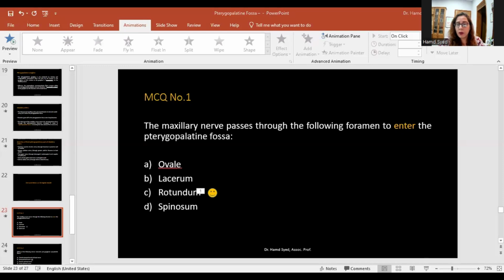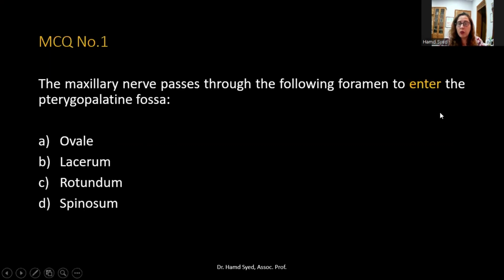Now let's come back to our PowerPoint slides. We have covered the essentials of the pterygopalatine fossa. So now I'm going to discuss a few MCQs with you to reinforce some essential aspects. MCQ number 1: the maxillary nerve passes through the following foramen to enter the pterygopalatine fossa. Since we had talked about this again and again, you would know by now that it is the foramen rotundum. That is the passageway of the maxillary nerve. So for this MCQ, C is the answer, that is foramen rotundum.